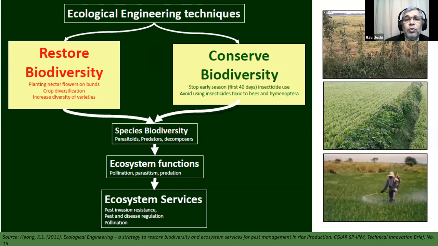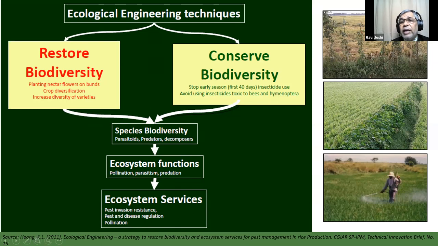The second is avoiding using insecticides to prevent the kill of beneficial organisms, which are important for manipulation. So both of these techniques, the restoration and the conservation technique of biodiversity, help in the species biodiversity: parasitoids, predators like wasps, beetles, ladybird beetle, and other kinds of predators like spiders, decomposers like, what were the earlier columbulans that was shown in the earlier presentation, and even the soil organisms. And these species diversity improves the ecosystem functions, especially for pollinators, for parasitism, and for predation. And then the ecosystem services like reduction of pest invasions and regulation.